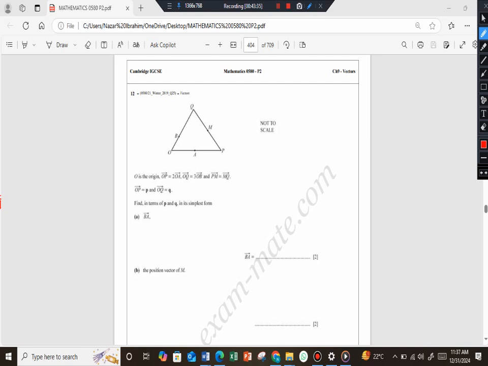Quite a simple question. OP is equal to p, right? And OQ is equal to q. Since OP is equal to 2OA, and OP is equal to p, OP upon OA is equal to 2 upon 1, right? Now I want to calculate OA. So OA is equal to 1 upon 2 p.